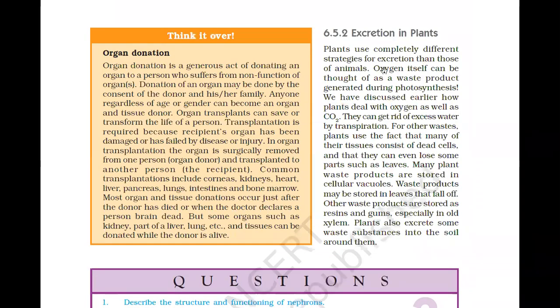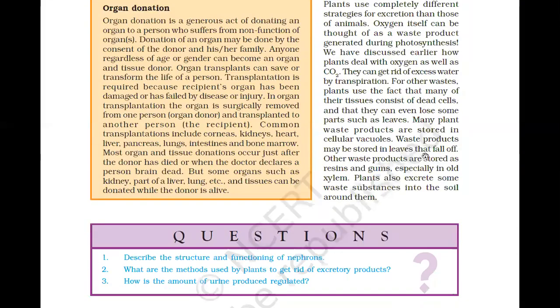Plants use completely different strategies for excretion than those of animals. Oxygen itself can be thought of as a waste product generated during photosynthesis. We have discussed earlier how plants deal with oxygen as well as carbon dioxide. They can get rid of excess water by transpiration. For other waste, plants use the fact that many of their tissues consist of dead cells and that they can even lose some parts such as leaves.